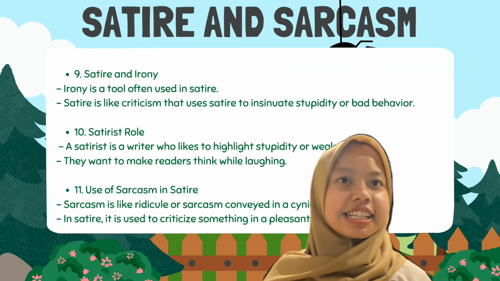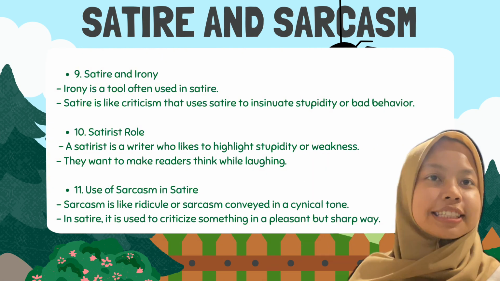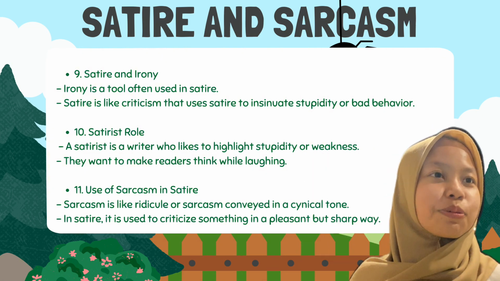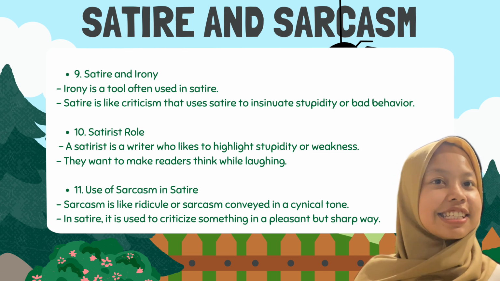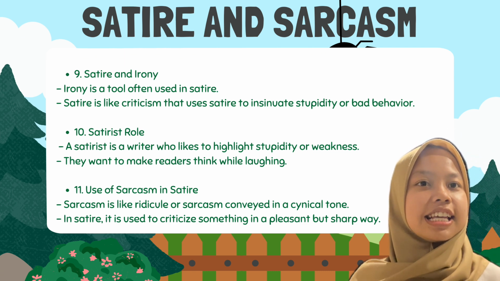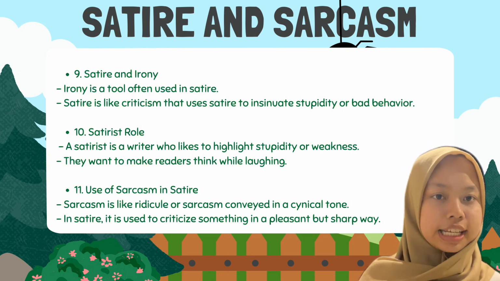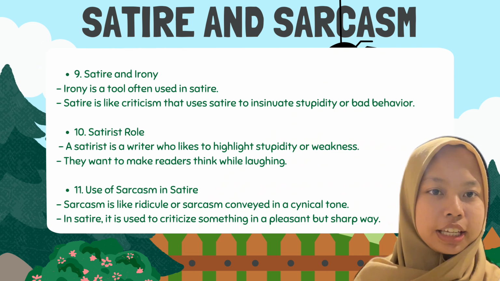And the next, satire and irony. Irony is a tool often used in satire. Satire is like criticism that uses irony to insinuate stupidity or bad behavior. And then the satirist's role. A satirist is a writer who likes to highlight stupidity or weakness. They want to make a reader think while laughing.